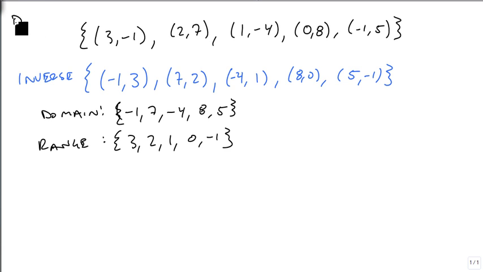The domain of our original was 3, 2, 1, 0, and -1, and the range is -1, 7, -4, 8, and 5.